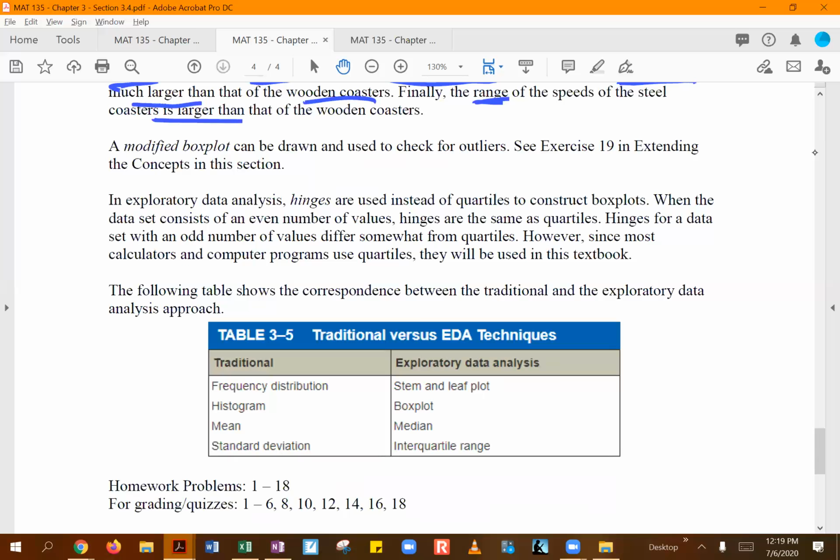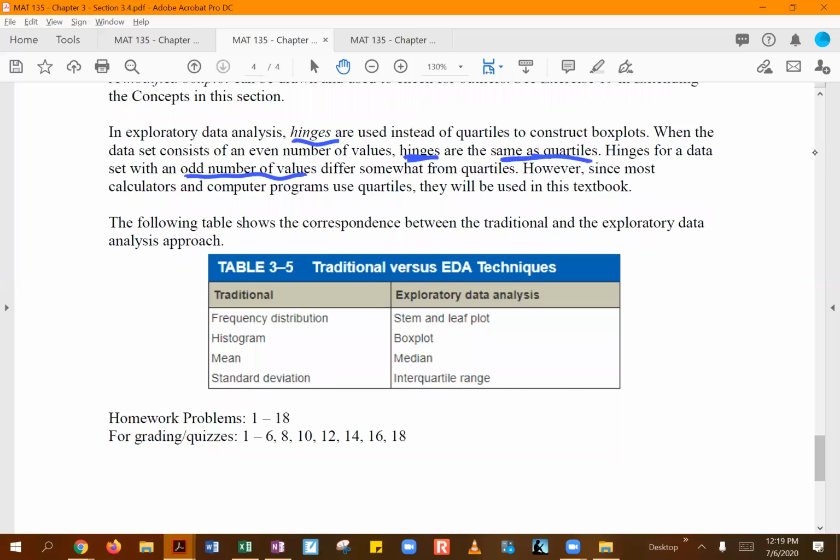So they're talking about exploratory data analysis. Hinges are used instead of quartiles to construct box plots, and they're basically saying when a data set consists of an even number of values, the hinges would be the same as quartiles. Hinges for a data set with an odd number of data values would be a little bit different from your quartiles, but they're saying, however, since most calculators and computer programs use quartiles, that's what we're going to be sticking with, just the quartiles.